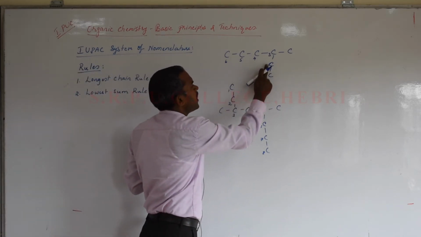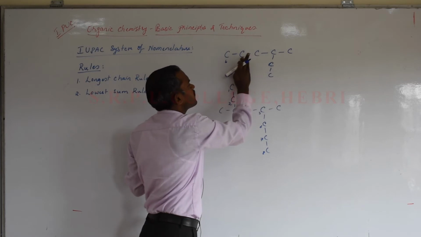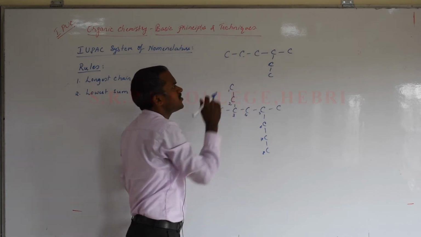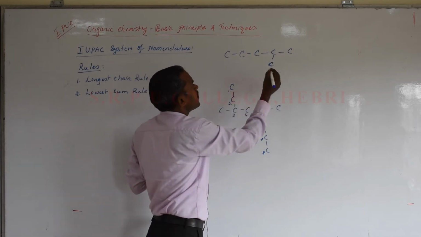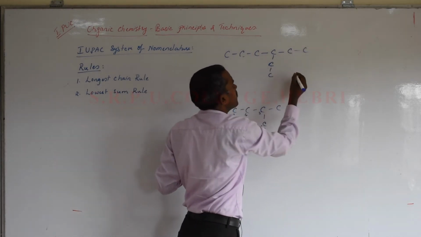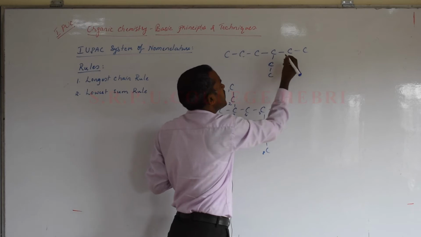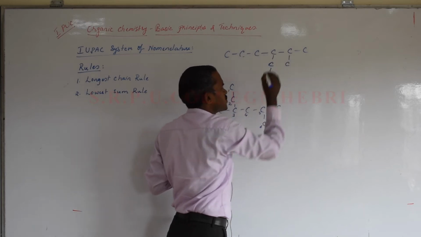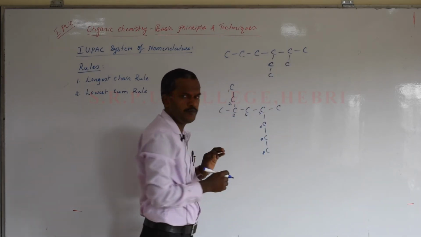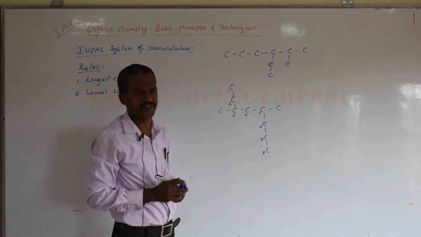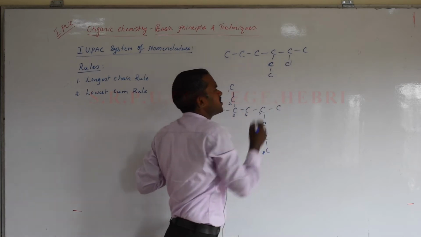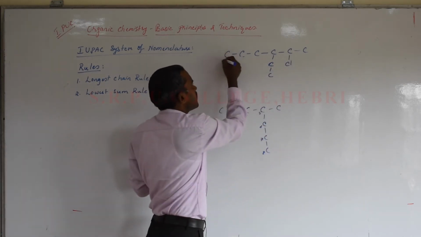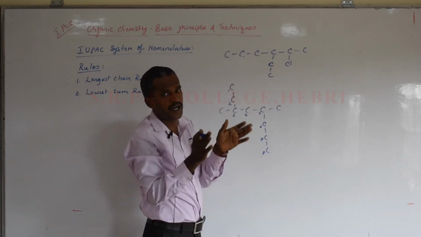Here I will erase this numbering. This is a carbon skeleton present, maybe. I will write one more carbon atom here. Let me write some other substituent, maybe a CH3 group, or it may be some other substituent. Or I'll write a halogen, maybe Cl. The rest I will not fill, because you know that it is all hydrogen only.